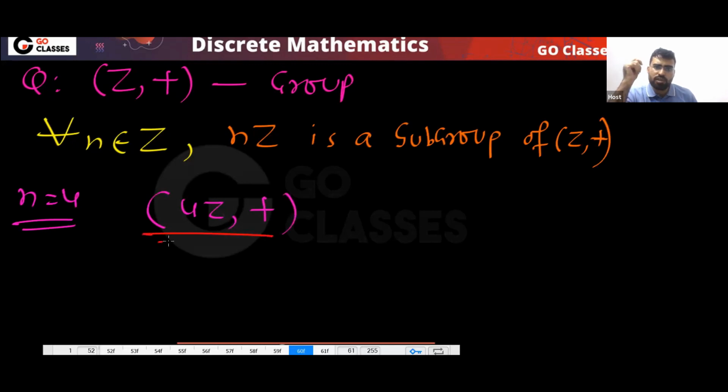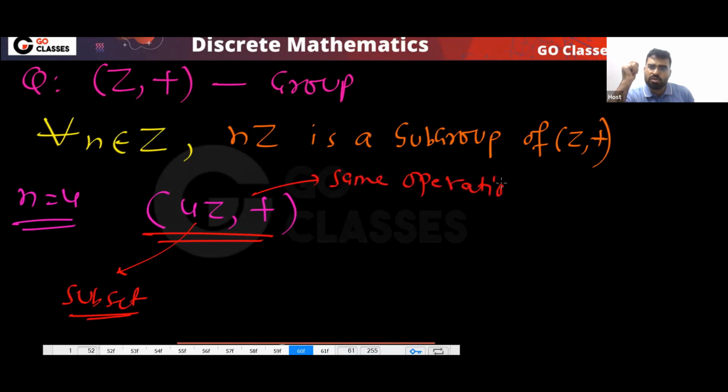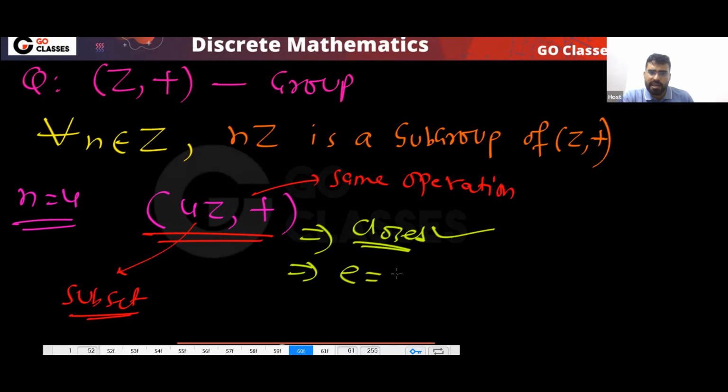And you can notice that, first of all, this is a subset. Second, it is the same operation. And you can notice this is a group, right? It is closed because everything is a multiple of 4. And you have the identity element, which is 0, because 0 is a multiple of 4. And you have inverses also. For example, what is the inverse of any element? If I give you 4n, the inverse will be minus 4n.